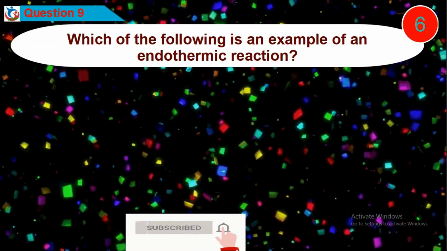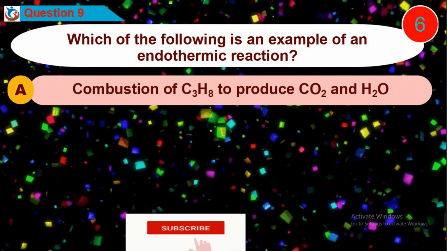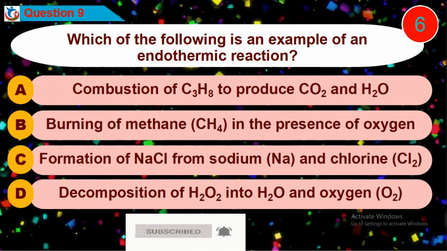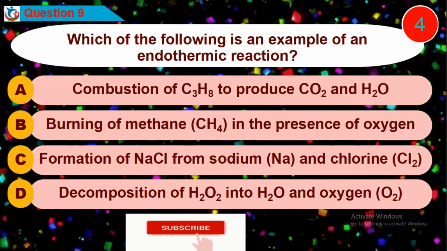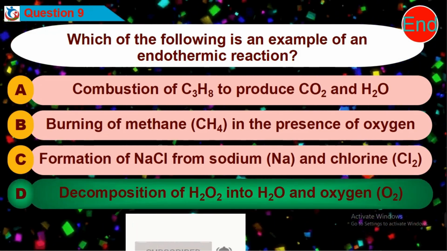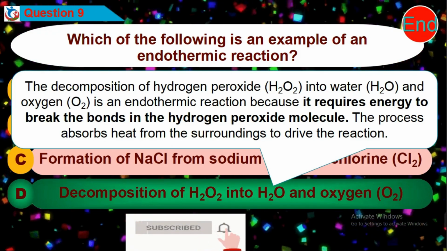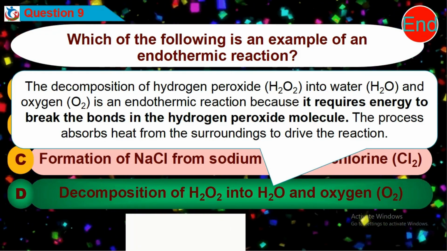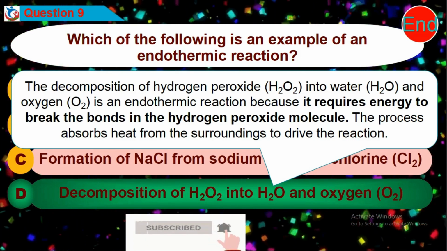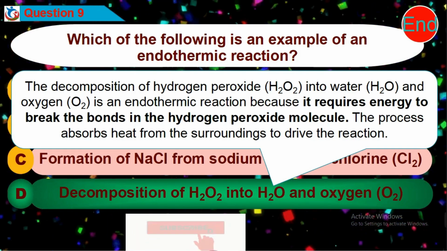Question 9. Which of the following is an example of an endothermic reaction? Is it option A, B, C, or D? The decomposition of hydrogen peroxide into water and oxygen is an endothermic reaction because it requires energy to break the bonds in the hydrogen peroxide molecule. The process absorbs heat from the surroundings to drive the reaction.